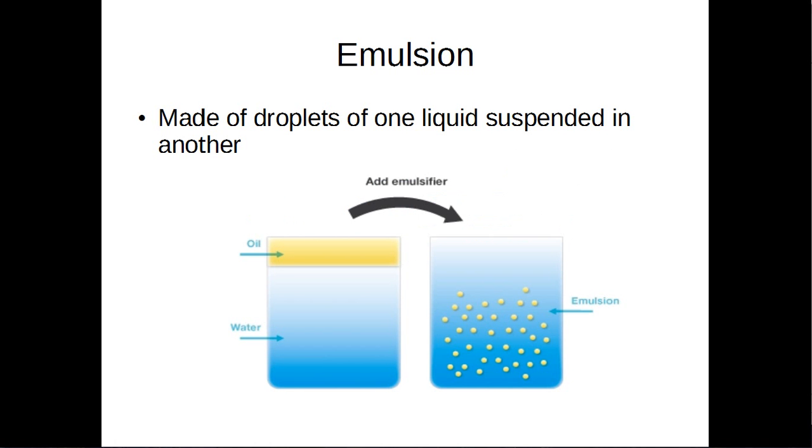An emulsion is the end product of using an emulsifier, so it's made of droplets of one liquid suspended in another. Without an emulsifier, oil would form a layer above the water, but when you add the emulsifier, it stops the oil molecules from sticking together and mixes it with the water molecules, so you end up with an emulsion, which is where the oil molecules are dispersed and suspended through the water molecules.